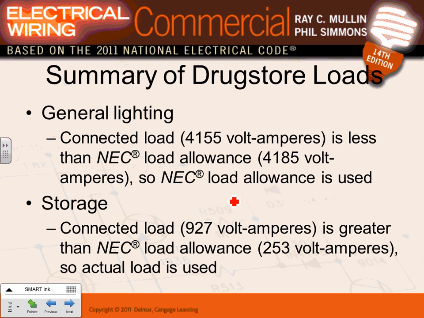Summary of drugstores and volt amp. This is interesting. In the drugstore, guys, this particular project, here's the connected load for the drugstore. Here's the NEC code book. The NEC load allowance is 4185, and the connected load is 4155. So which one do you think we're going to choose? We're going to choose the largest. That's what we did, guys. You take the connected load and compare it to the actual load, and you choose the largest.